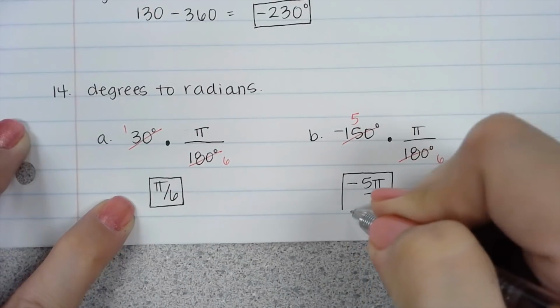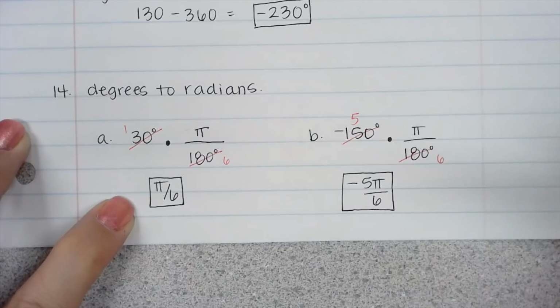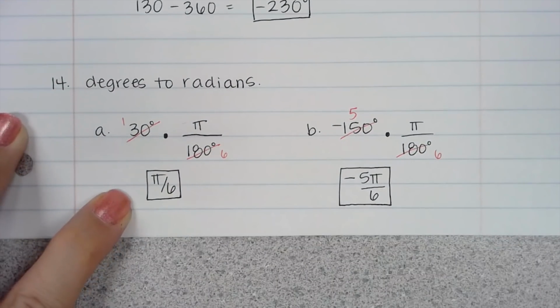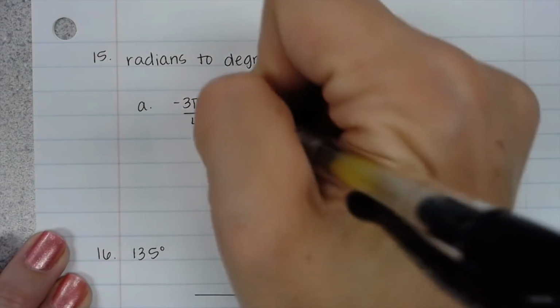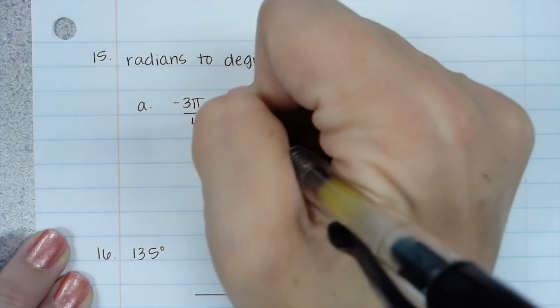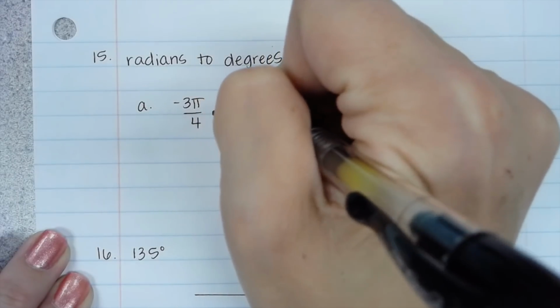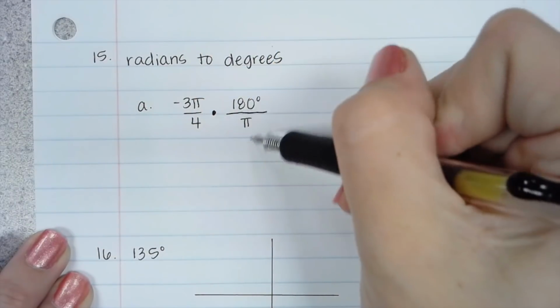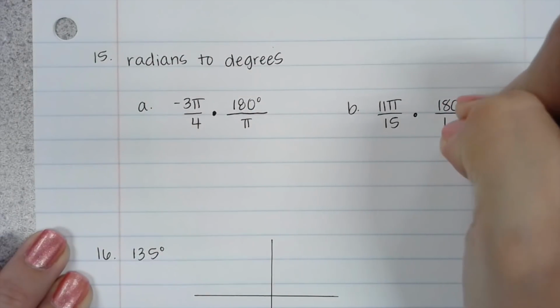You could also use the math fraction button on your calculator, and you could choose to simplify these in a different manner. But this way works just fine when you're switching from degrees into radians. On question number 15, we're doing the opposite, and we're switching from radians back into degrees. So to do that, I want the pi's to cross out on this one. So instead of multiplying by pi over 180, I'm going to multiply both of these by 180 over pi.